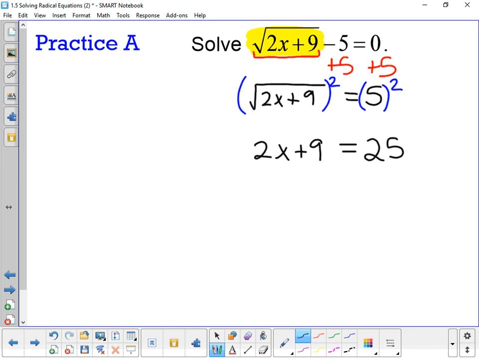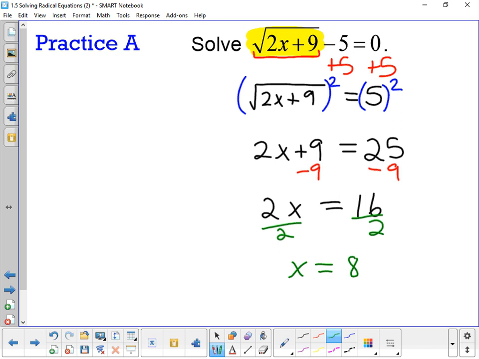From here, it's fairly straightforward. We're going to subtract 9. So we have 2x is equal to 16, and then our final step is to divide by 2. X equals 8.